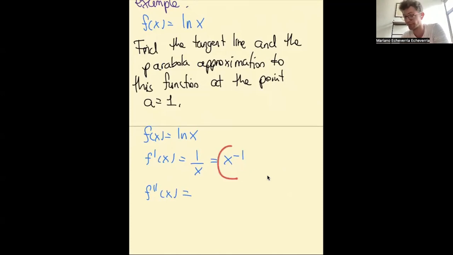It just means take the derivative of this. So what's the derivative of this? Good, it's minus 1, yes, minus x to the negative 2, which you can write as minus 1 over x squared. Perfect. Is that okay with everyone?